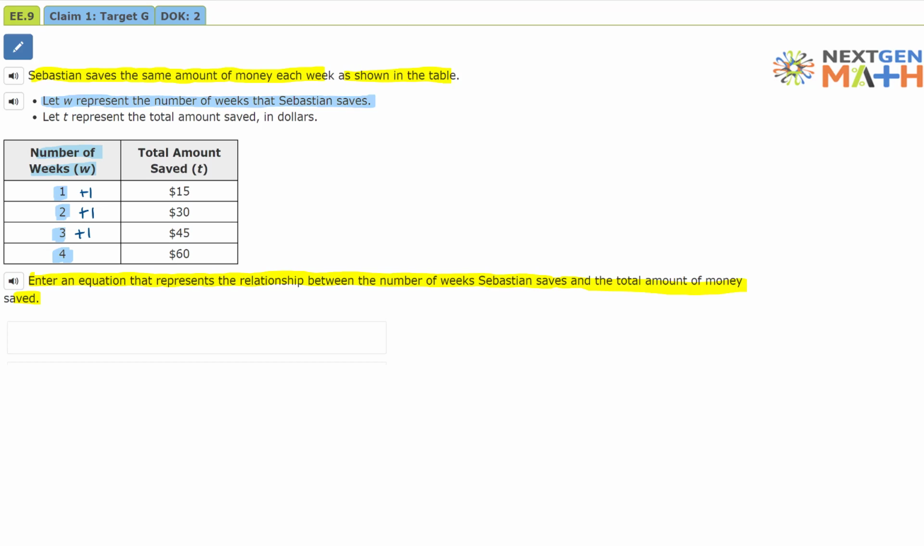Let's look at the other side. Let's focus on the total amount saved, which is T. And the total amount saved, we know we have 15, 30, 45, and 60. Is there a pattern that we notice? Well, each time this side is increasing by 15, and 30 plus 15 gives us 45, and 45 plus 15 equals 60. So every time we increase by 15.